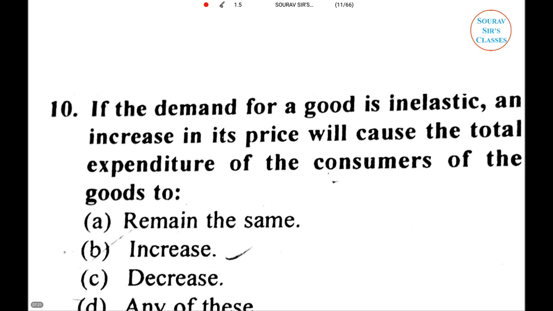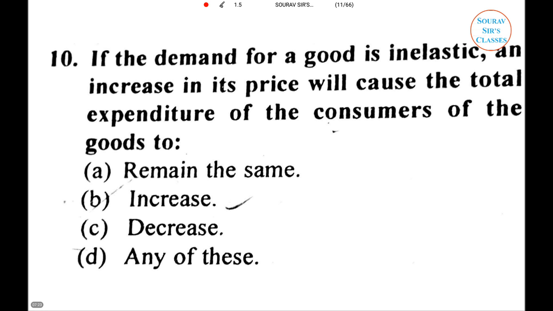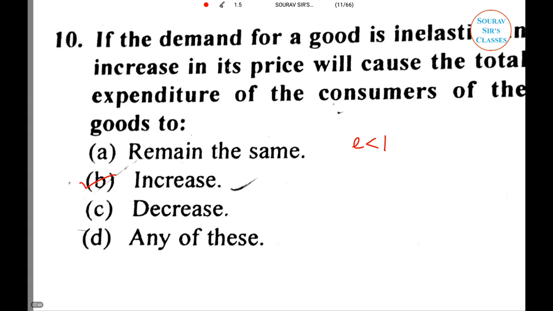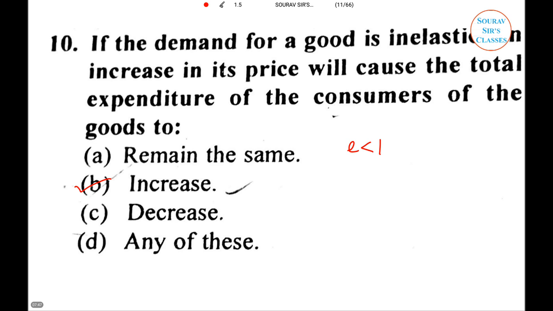Next, if the demand for a good is inelastic, an increase in its price will cause the total expenditure of the consumer on the good to, the answer will be B. Why? Let us check. Since the demand for the good is inelastic, that means elasticity is less than 1. It means there is a direct relationship between price and total expenditure. So price and total expenditure have a direct relation.